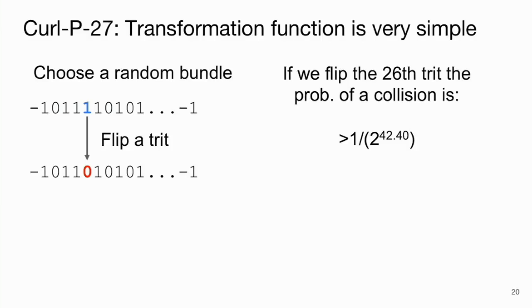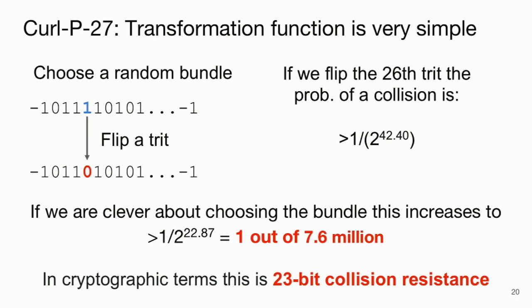And the Bitcoin network does 2 to the 80 computations every 3 seconds or so. It's probably gotten a little bit faster since then. But we can actually make this attack much better by being clever about how we choose our message. If we don't just randomly sample a message, we can get this down to 1 out of around 7 million. So you have a 1 out of 7 million chance of a collision. In cryptographic terms, this is 23-bit collision resistance.